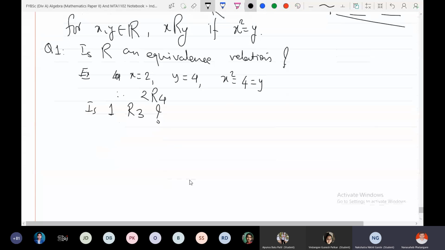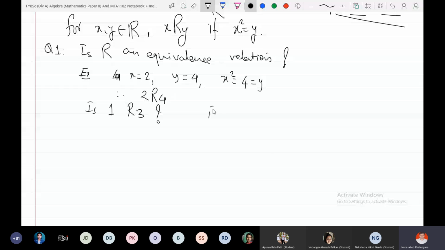Is 1 related? No, sir. No, right? Because 1 square is not equal to 3. Therefore, this is not related. 1 is not related to 3. That you can easily understand. Now, R is not reflexive.